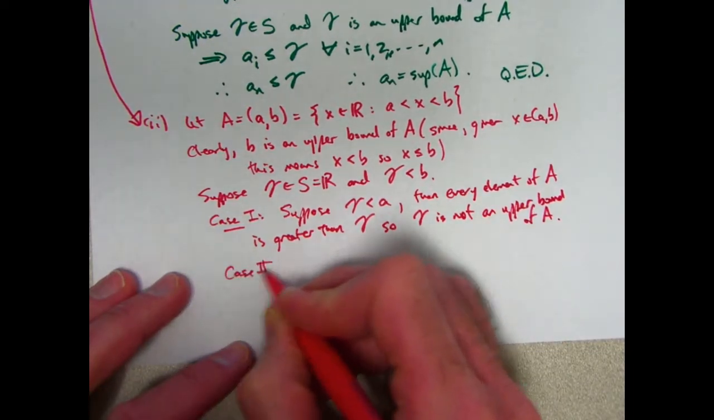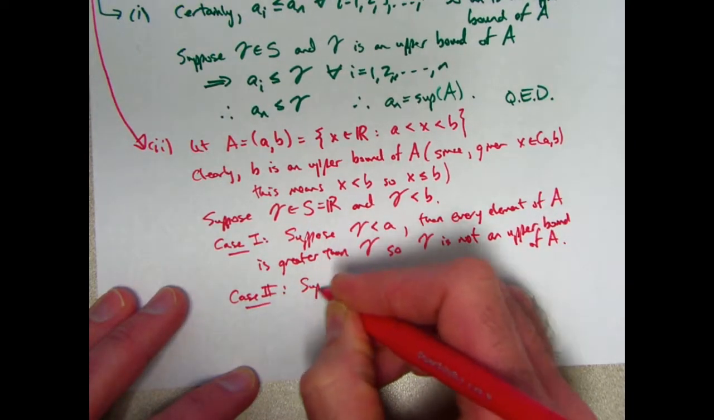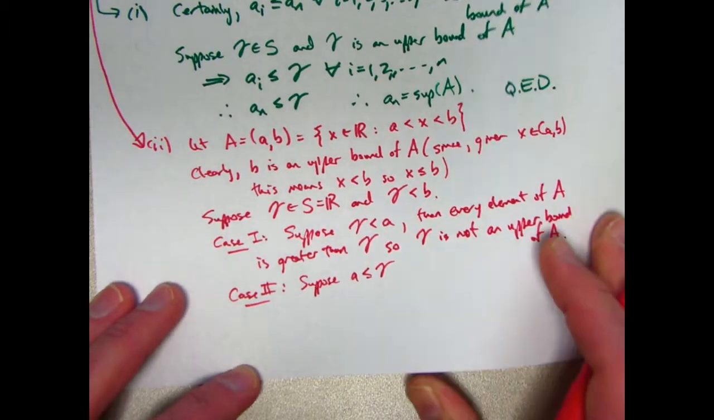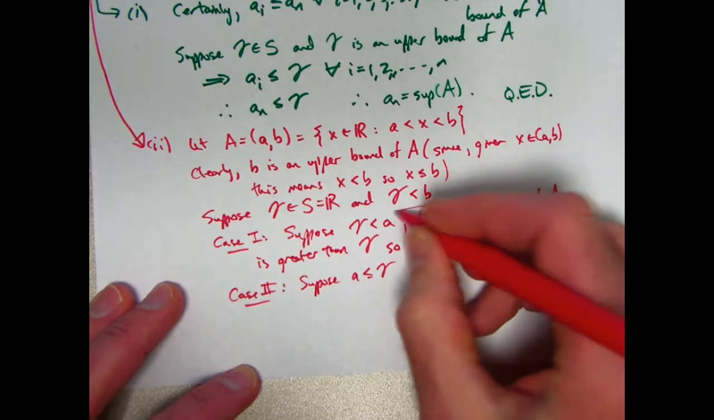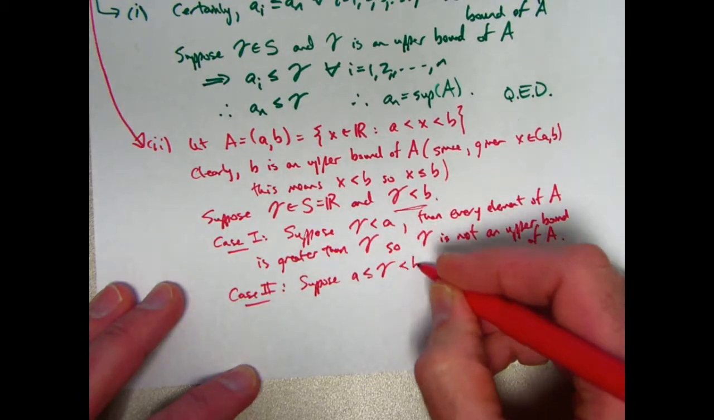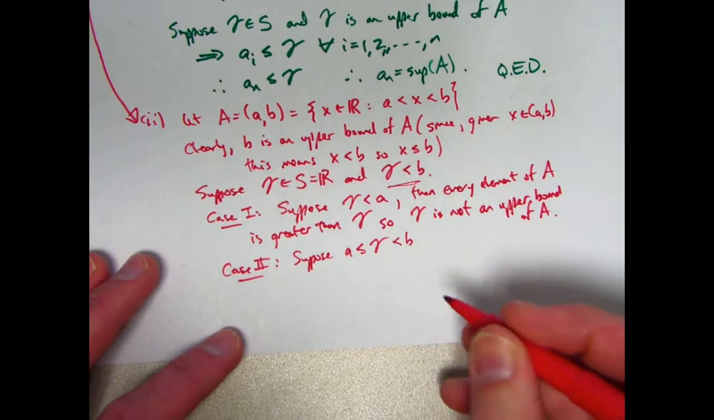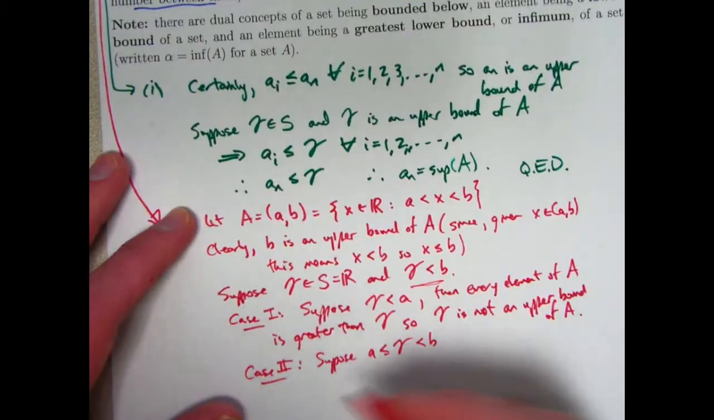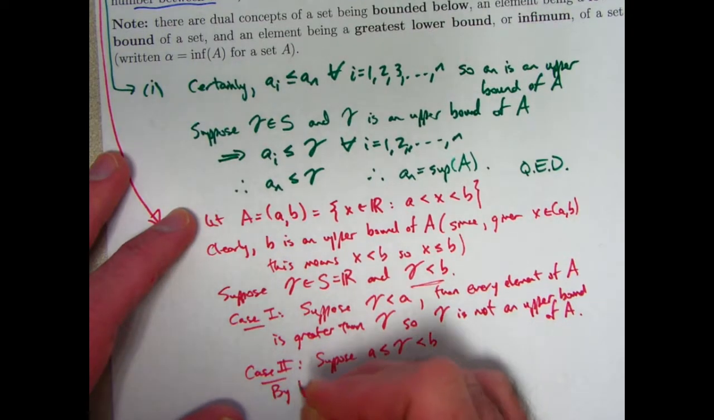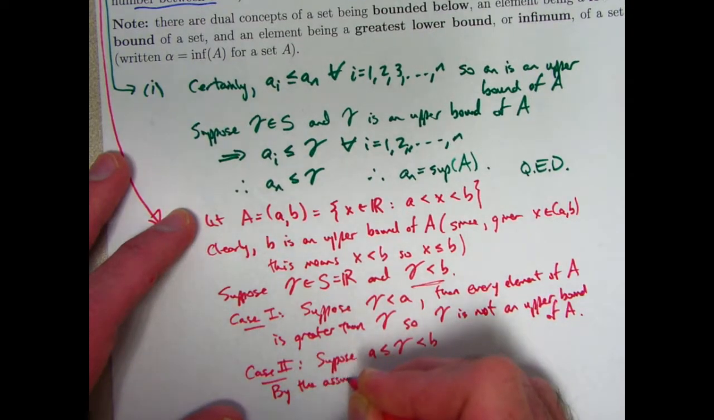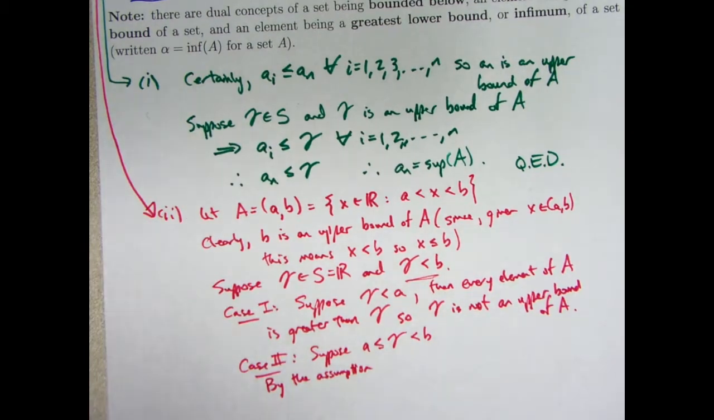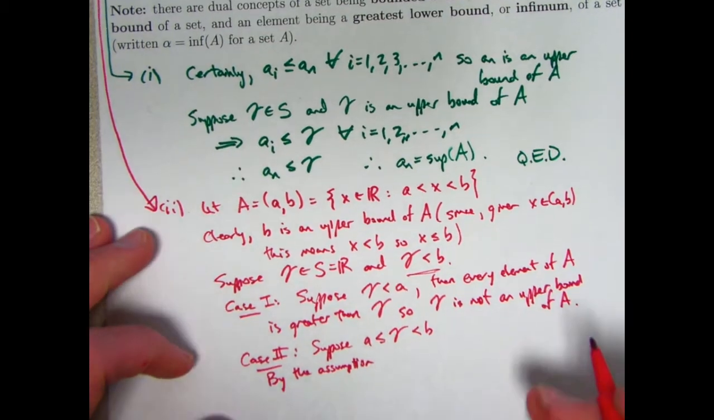Case 2, which is a little trickier and requires the assumption that we're making. Suppose a is less than or equal to gamma. Gamma is greater than or equal to a. I am still assuming gamma is less than B, so I can go ahead and also write less than B. By the assumption that we made that between any two distinct real numbers, there's another real number between them. In fact, you could even say there's infinitely many real numbers between them.